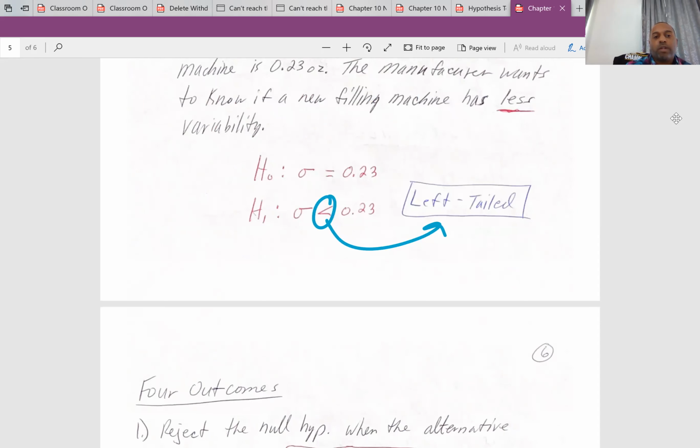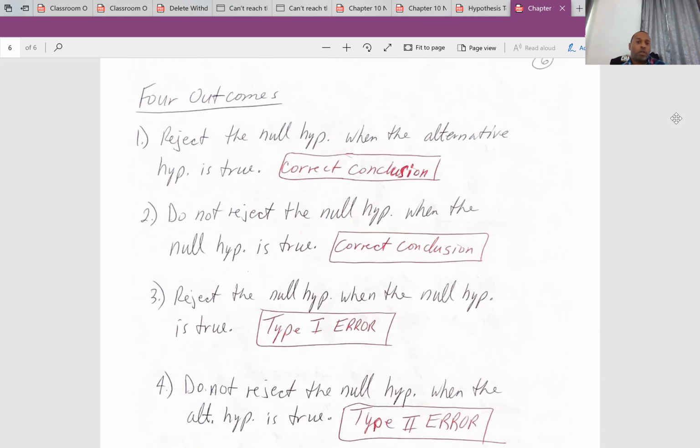All right. So there are 4 outcomes that could occur. You can reject the null hypothesis when the alternative hypothesis is true, and that's what you want to do. If your alternative hypothesis is true, then you reject the null hypothesis. You do not reject the null hypothesis when the null hypothesis is true, of course, because if the null hypothesis is true, you wouldn't reject it.